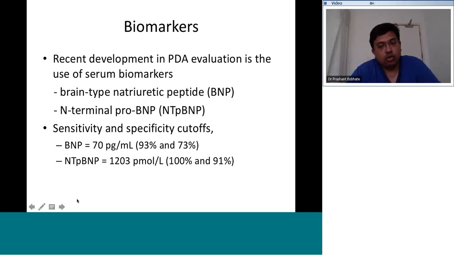Before deciding to close the PDA, there is one more thing that we need to understand: we should rule out duct-dependent systemic and pulmonary circulations, and once we do that, only then should we recommend closure of the PDA. So two things are important. One is to rule out a duct-dependent systemic and pulmonary circulation, and the second is to determine whether the PDA is hemodynamically significant. If both these criteria are met, then only are we going to recommend closure of the PDA.